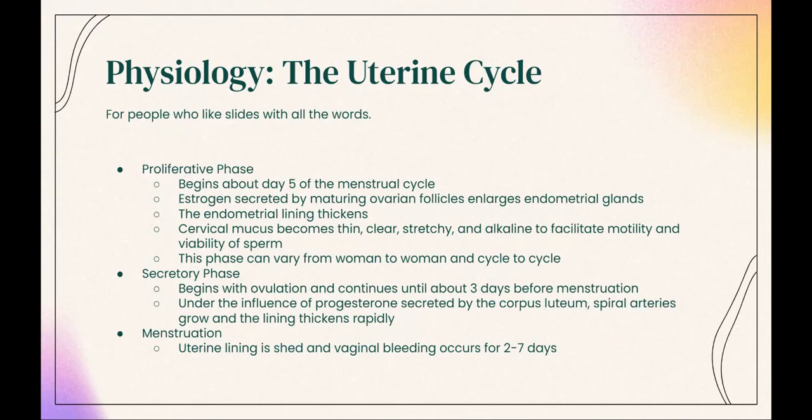But we also have a uterine cycle, and this is how the uterus prepares for a fertilized ovum to implant, a blastocyst, actually. That's what implants. It begins about day 5 of the menstrual cycle. As the follicles are developing, they're secreting estrogen, and that makes the uterus thicken its lining. Cervical mucus will become thin, clear, and stretchy. It also becomes alkaline, and that's important.